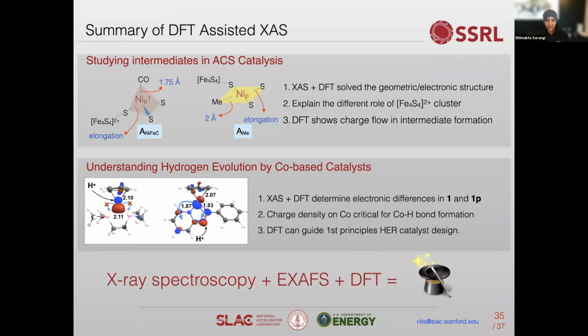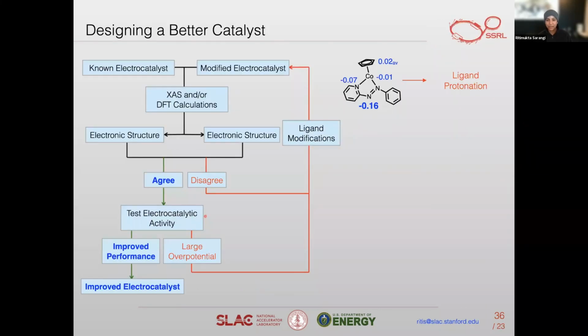Okay, so I think that's the end. I want to stop with this. X-ray spectroscopy, XAS, DFT is magic. Everybody should do this.